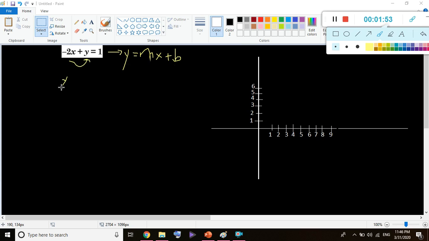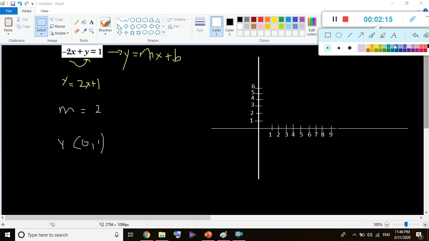So it's going to be y equals 2x plus 1. Okay, so here we got the slope. We know the slope here, m equals 2. And the y-intercept here that we have is 0 and 1. So the easiest thing to start with is going to be this, which is 0, 1. So it's going to be here 0, 1. This is the first point that we have.